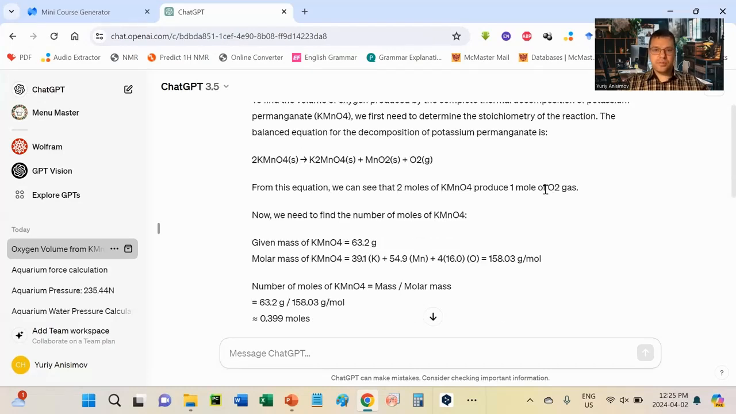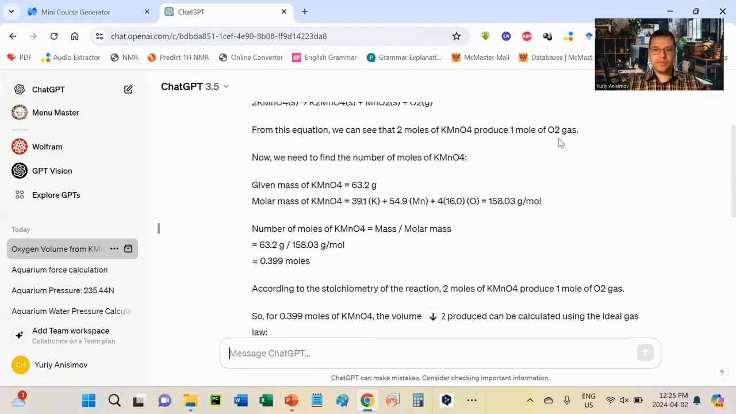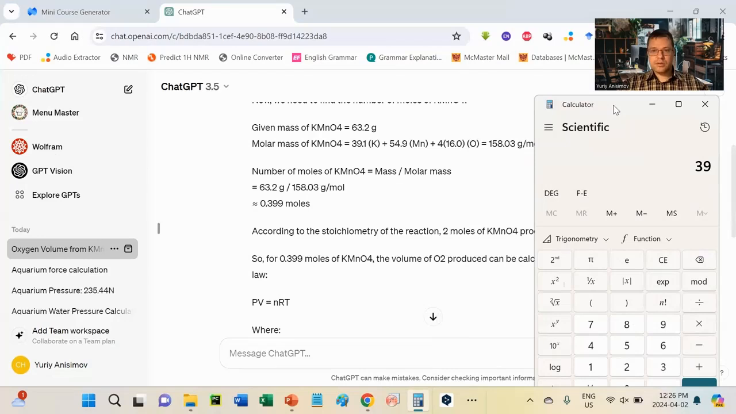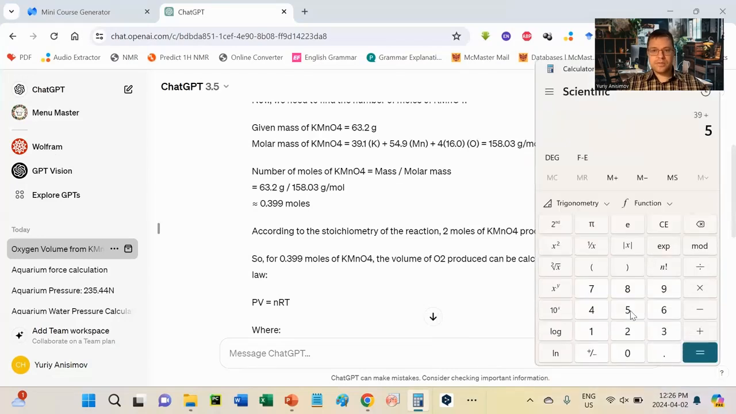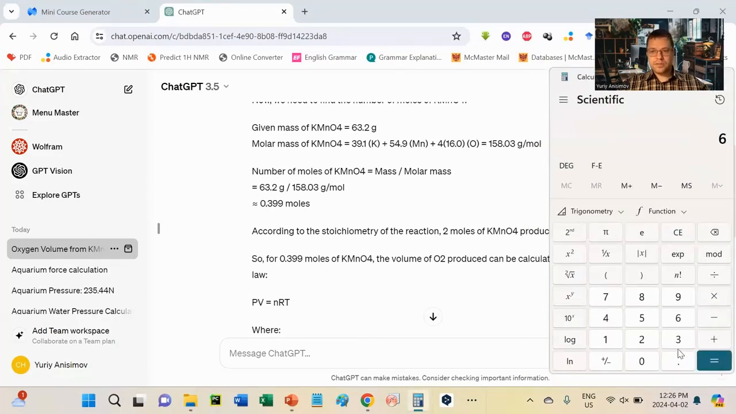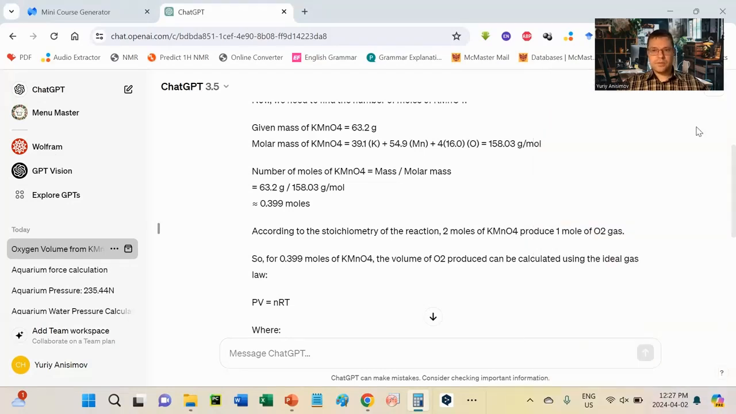Now it talks about stoichiometry. 2 moles KMnO4 produces 1 mole of O2. That's correct. And then this is the mass of KMnO4, and this is its molar mass. I hope it's correct, I can double check. 39, I will just take the integer numbers, plus 55 plus 4 times 16, which is 64. Correct. The number of moles is this one over this one, 63.2 over 158, which is 0.4. Perfect.